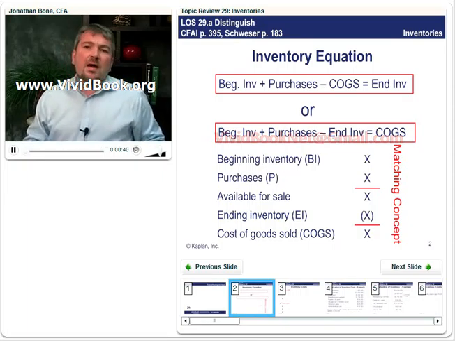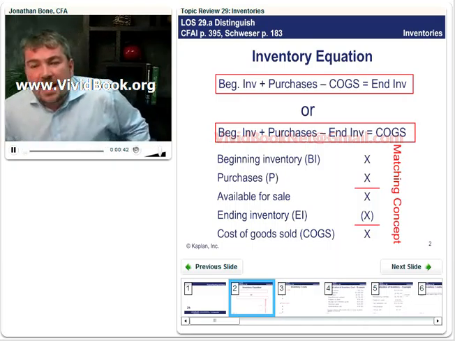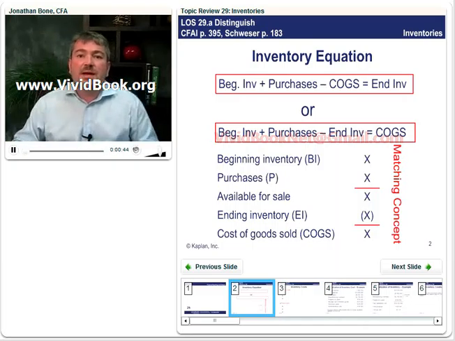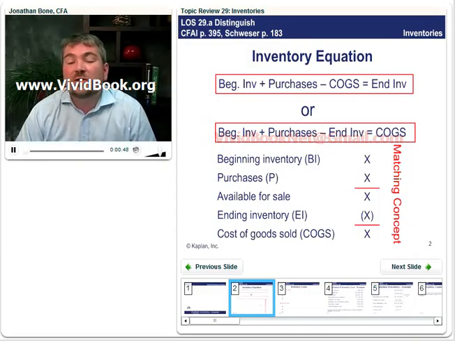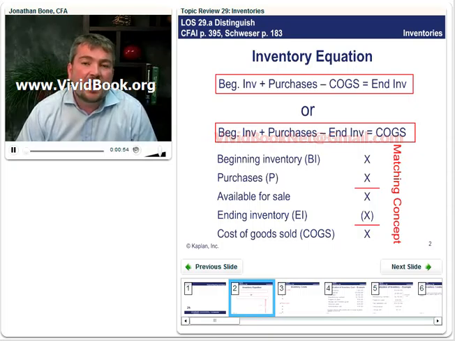Now, why are we applying this? We're applying the matching concept, one of our accruals concepts. What we want to make sure is that our cost of sales, otherwise known as cost of goods sold, matches the number of units we've actually physically sold. So we take our beginning inventory, add on the purchases we've made in the year, and that gives us the total number of units available for sale.